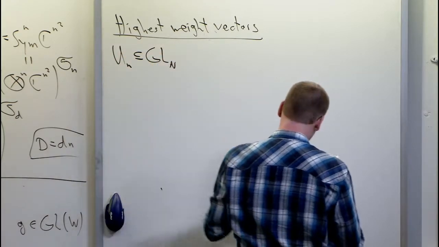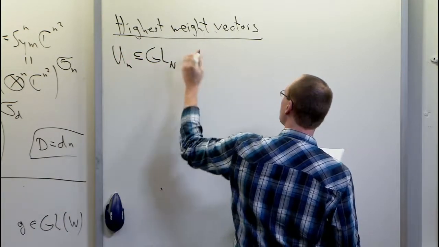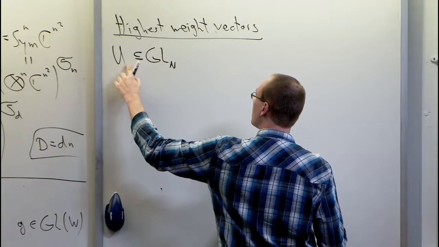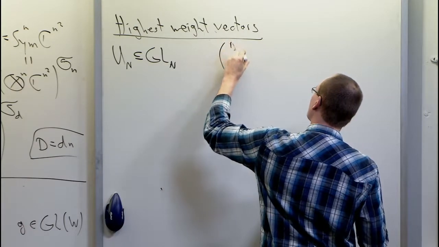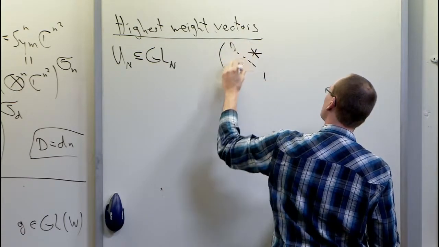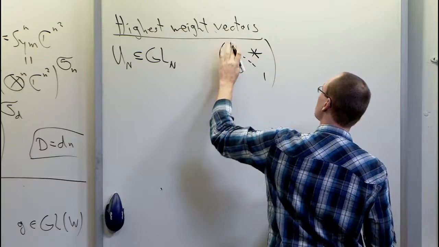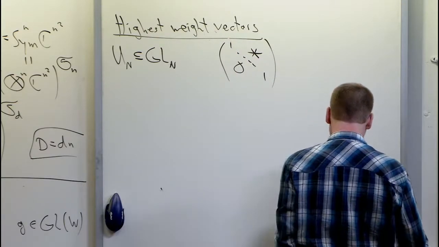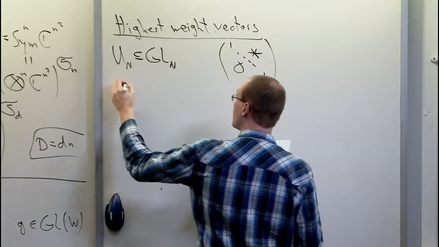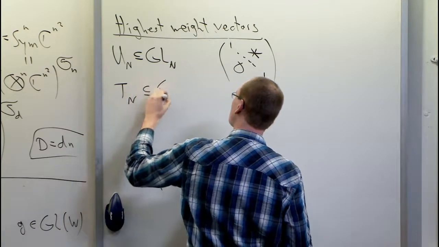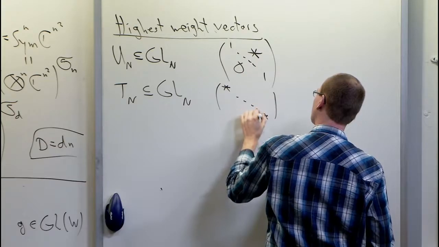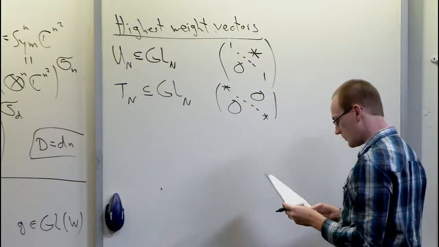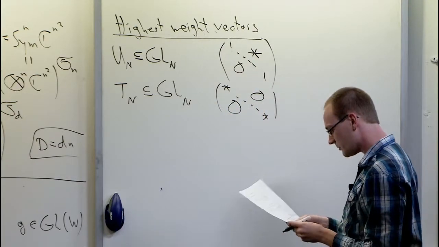So there is the U_N sitting inside of GL_N, and let this be just the group of upper triangular matrices, with ones on the main diagonal. Those are the maximal unipotent group. And then there's a torus sitting inside, which is this one, the diagonal matrices.